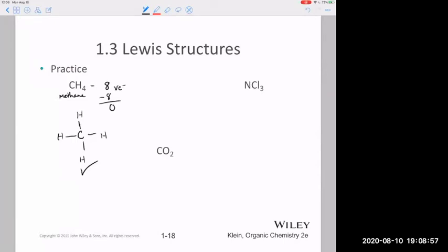Okay, so now let's do a slightly more complicated example. This is sort of the best case scenario, where in the first go you've laid down everything and you're done. So now we have nitrogen trichloride. We've got to figure out how many valence electrons are in there. Everybody pause this video and take a second to figure that out. Let me do it actually too.